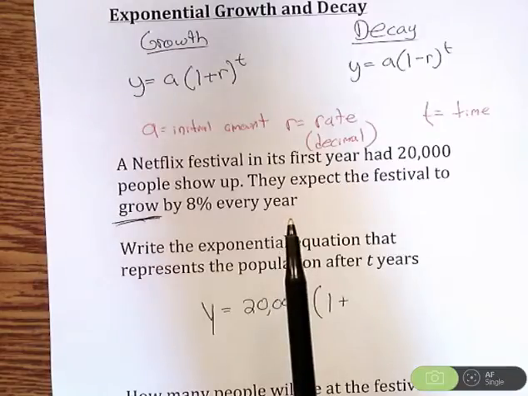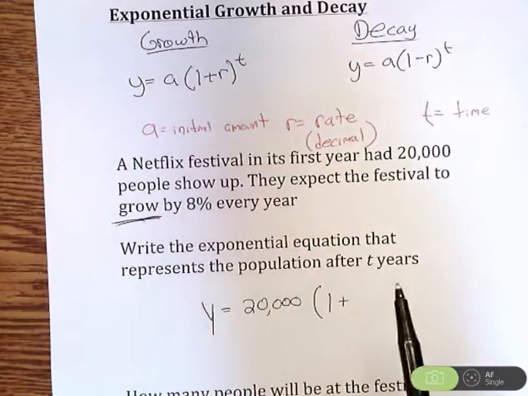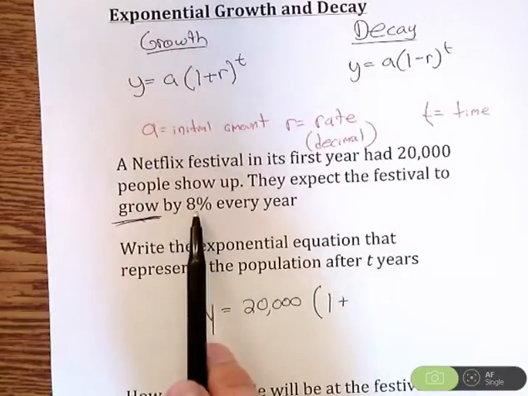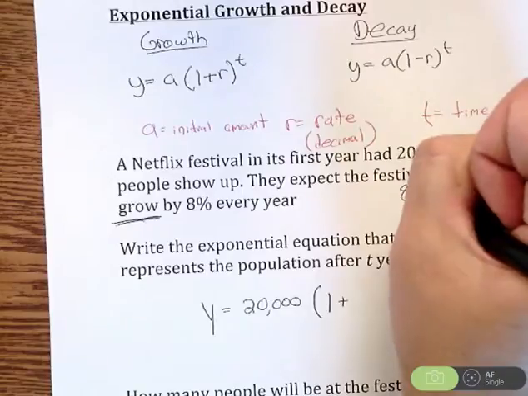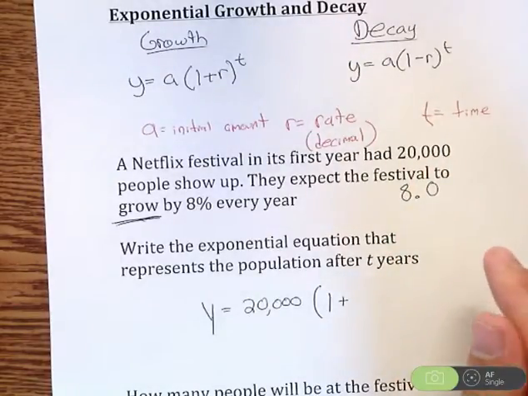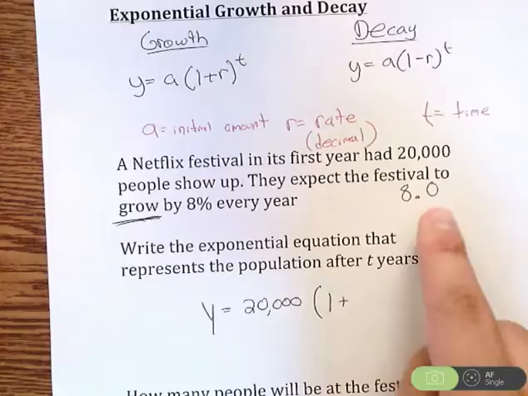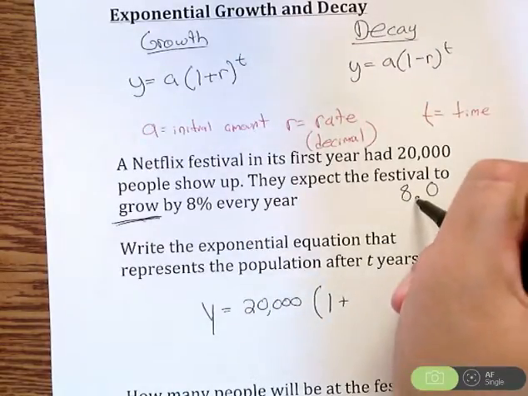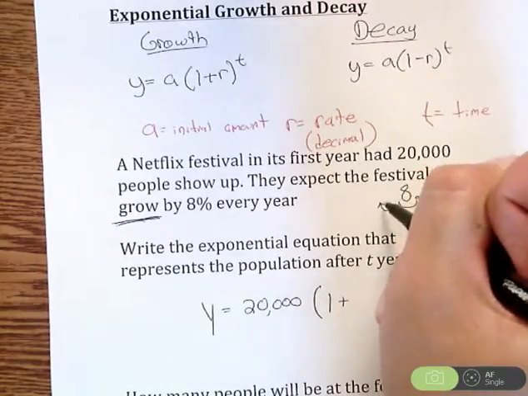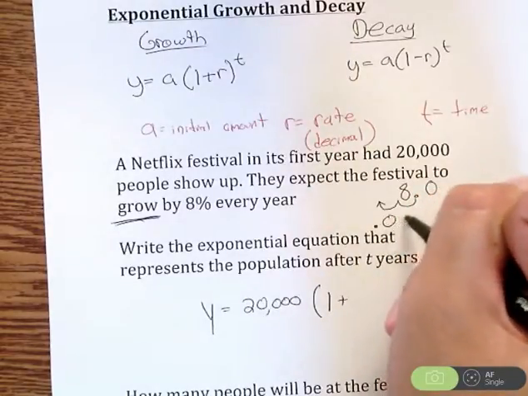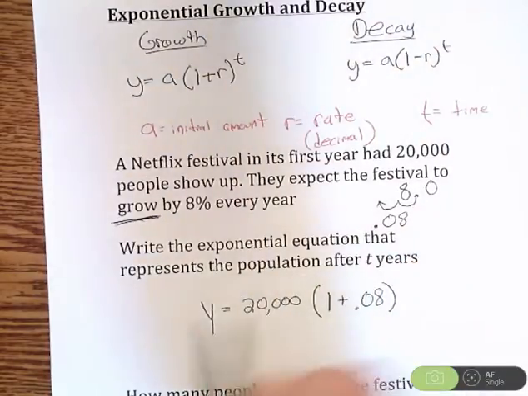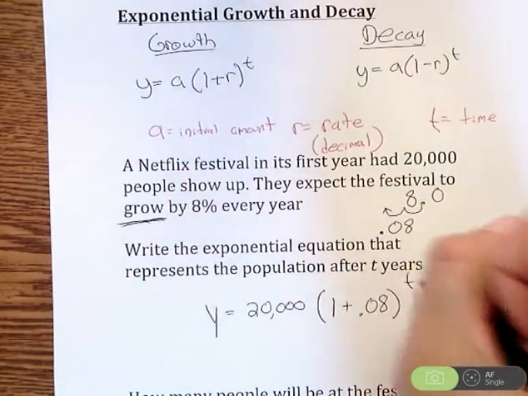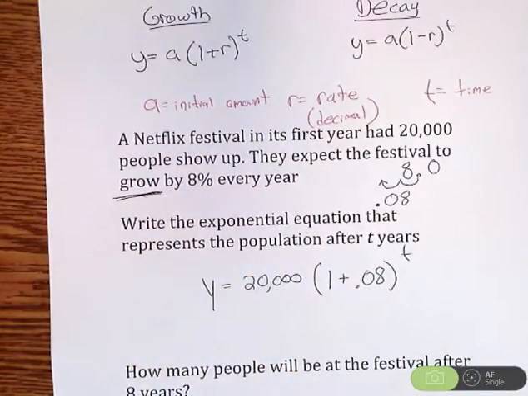But here's the catch. We aren't just going to write 8 there. That's going to give you a wrong answer. We need to change this percent to a decimal. And here's how you do that. If you have 8%, that's the same as like 8.0. To change a percent to a decimal, you're going to take that decimal point and move it 2 places to the left. So really that's going to be 0.08. So we're going to have 1 plus 0.08 and then raise it to the t power. So this first question, where it says write the exponential equation that represents the population after t years, there we go.